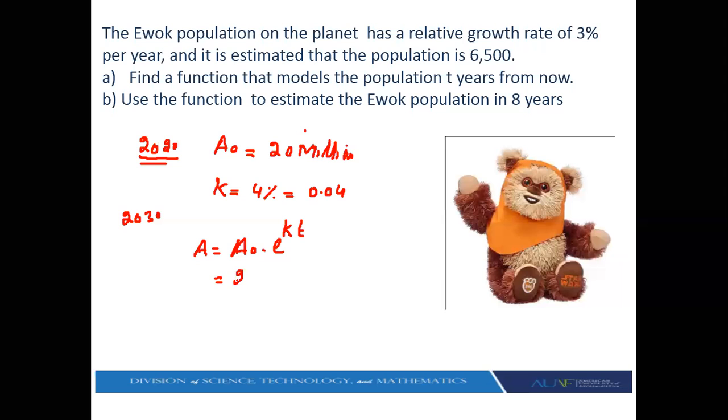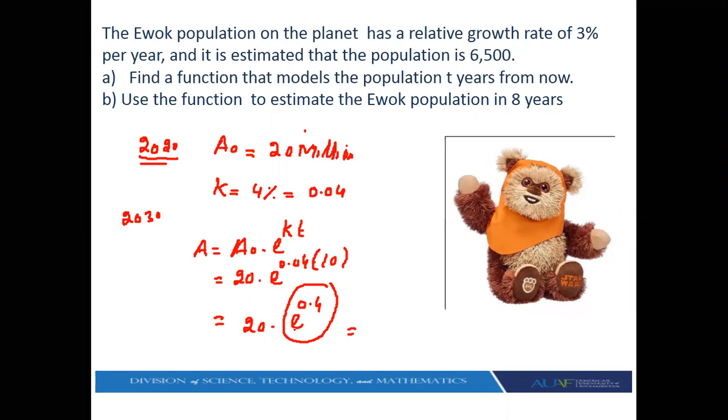Original is 20 million, e power k. This is growth rate, multiply with time. Time is actually 10 in 2030. So we have 20 e power 0.04 multiply with 10, which is equal to 0.4. Now find the value of e power 0.4 and then multiply with 20. So first of all, we have e power 0.4 equal to 1.49. 20 multiply with 1.49 something.